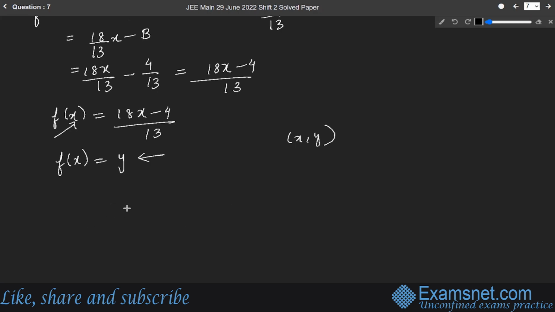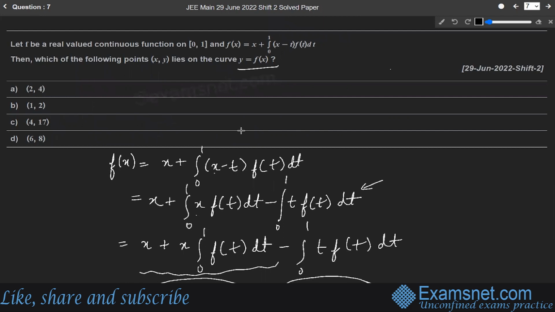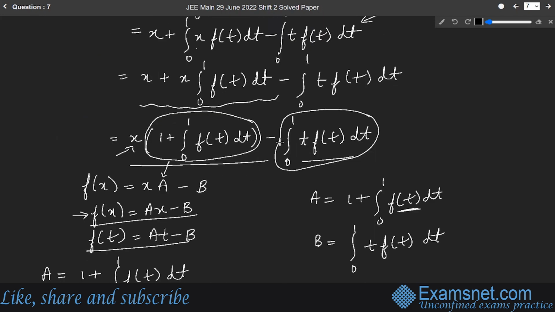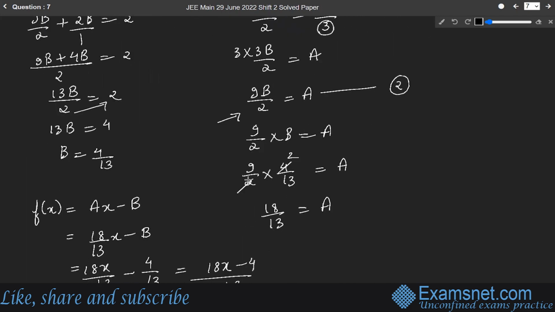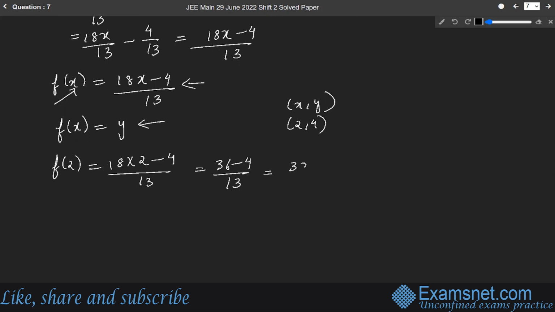So now let us do one thing. We have 4 different options. We have to hit and try here. What is the first option? 2, 4. So let us check it with 2, 4. When x is equal to 2, we should get y is equal to 4. So let us put x is equal to 2 here. So f of 2 is equal to 18 into 2 minus 4 divided by 13. What is 18 into 2? 36. 36 minus 4 divided by 13. So it is 32 divided by 13. Okay, we cannot get 4. So this option is not correct.